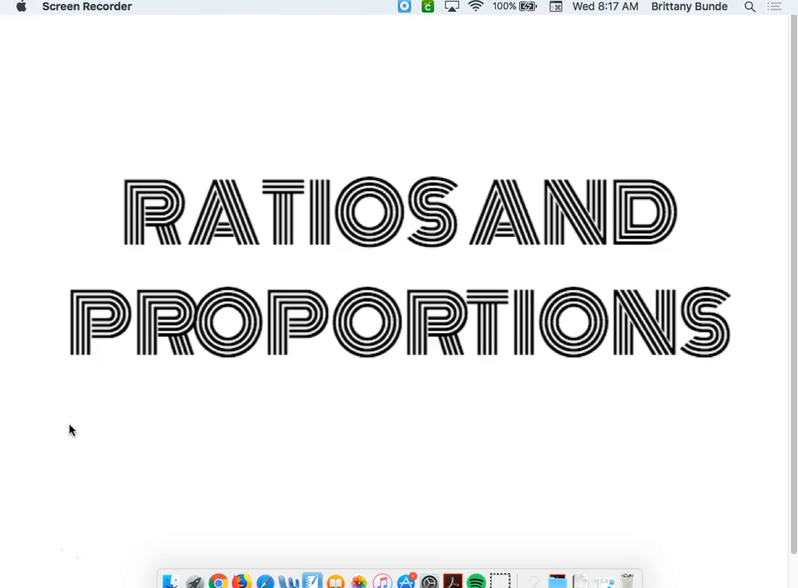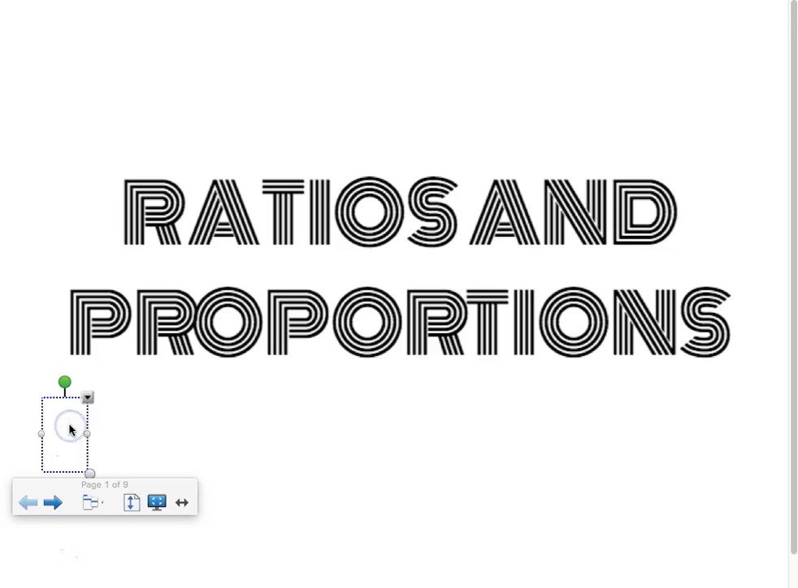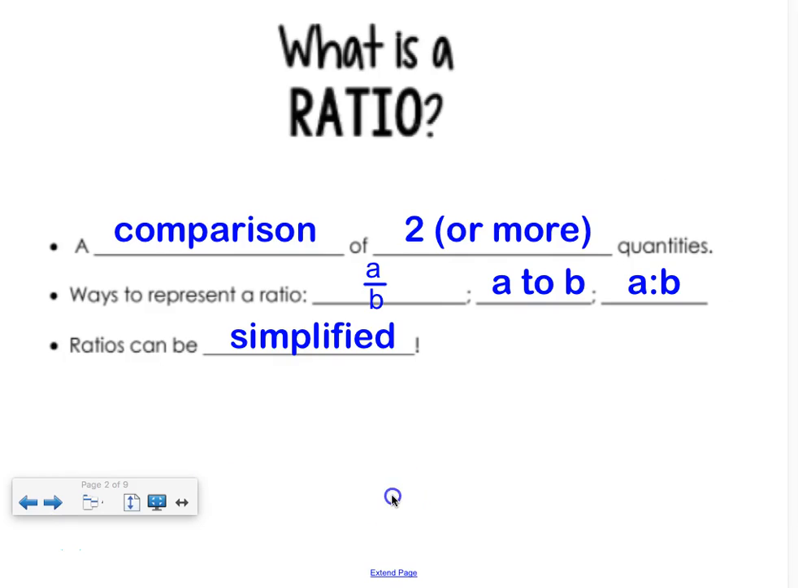So how we start off this chapter is with ratios and proportions. It's a really nice way to ease into things. So let's just talk about what is a ratio. It's a comparison of two or more quantities.